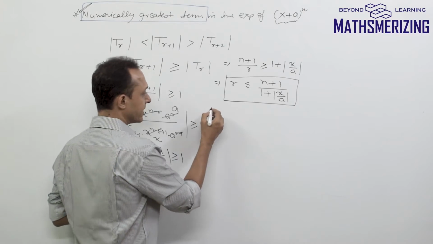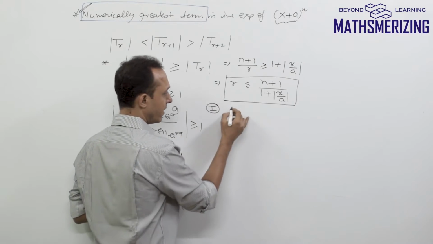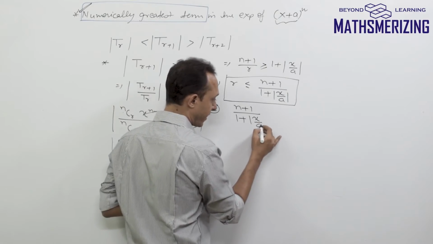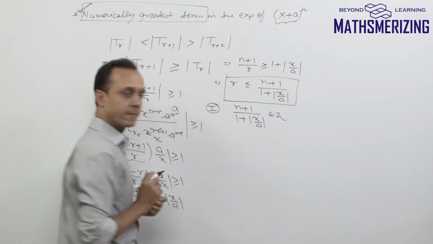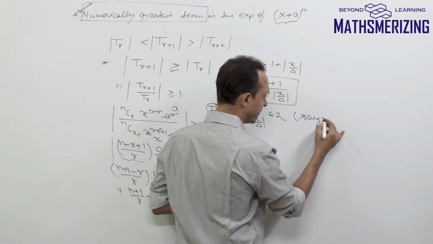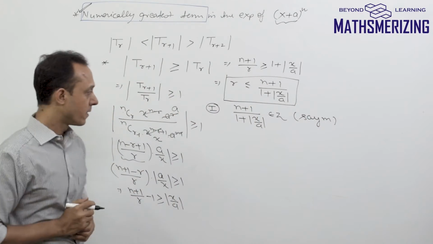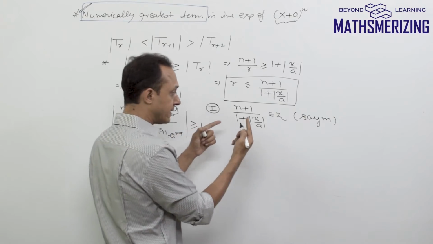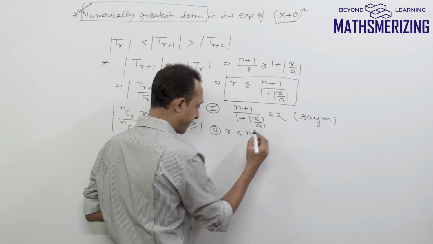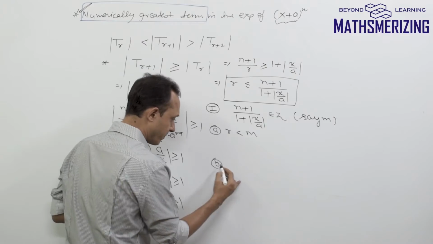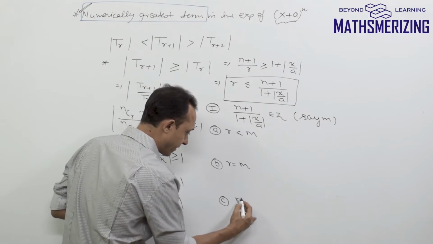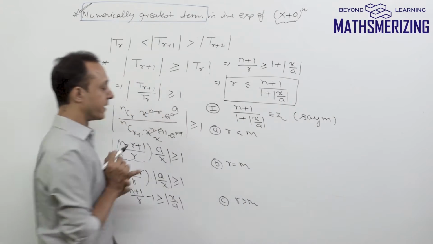Now we have two separate cases. Case 1, when (n plus 1) upon (1 plus mod x upon a), suppose it's an integer. So now in this case, I'll say suppose this value is equal to some number m. So for this condition, I'll take three separate cases. Case 1, when the value of r is less than m. Case 2, when the value of r is equal to m. And the third case, when the value of r is greater than m.